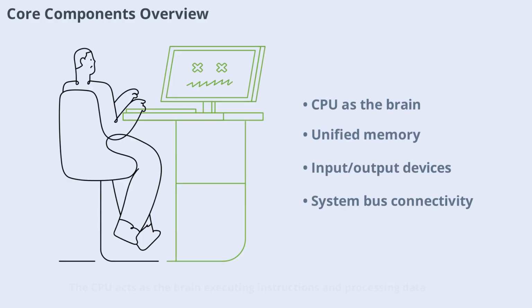The CPU acts as the brain, executing instructions and processing data. Memory stores both the instructions and the data the CPU needs. Input and output devices allow the computer to interact with the outside world, while the system bus connects everything together. Let's take a closer look at each of these components.